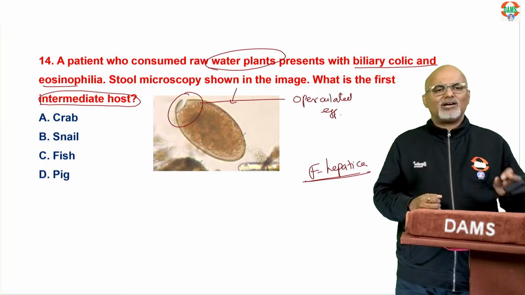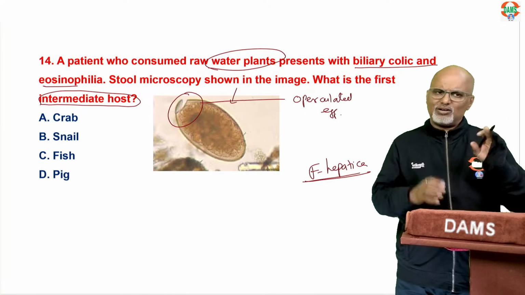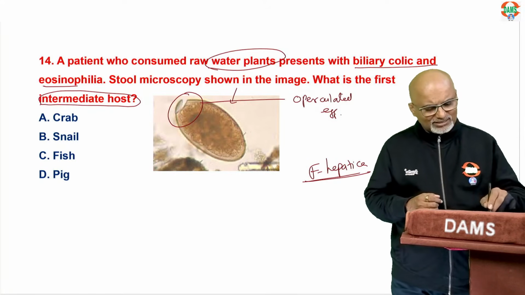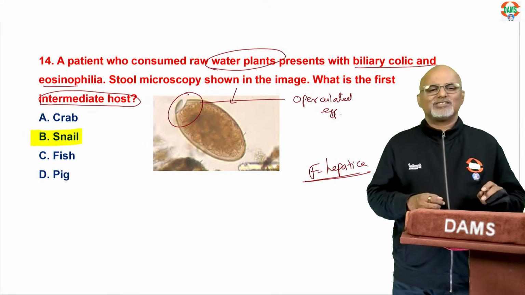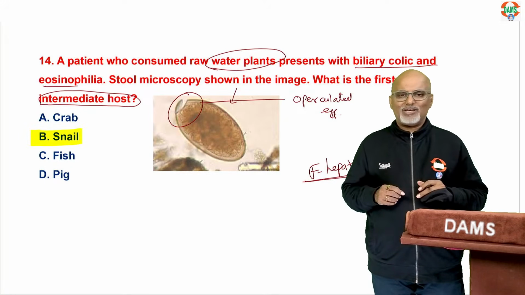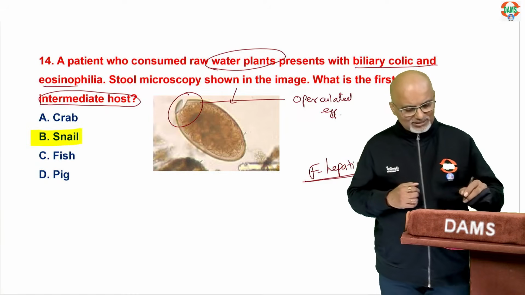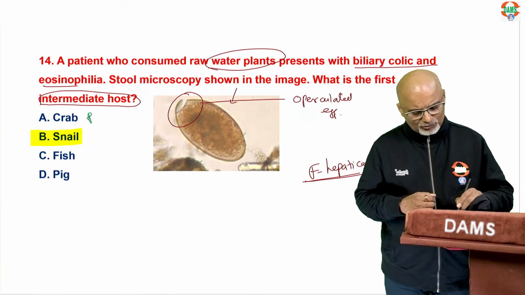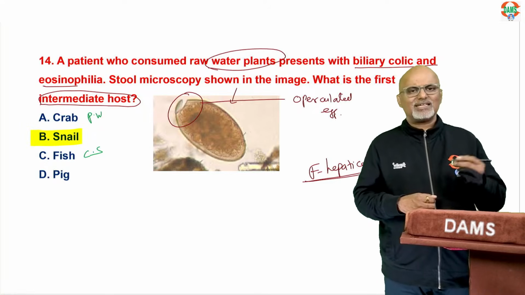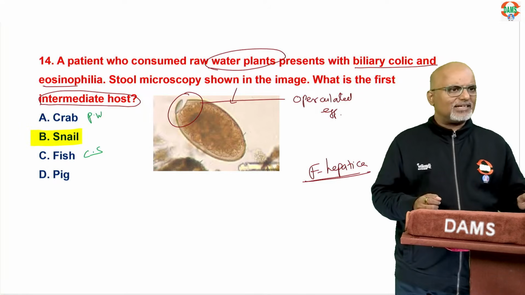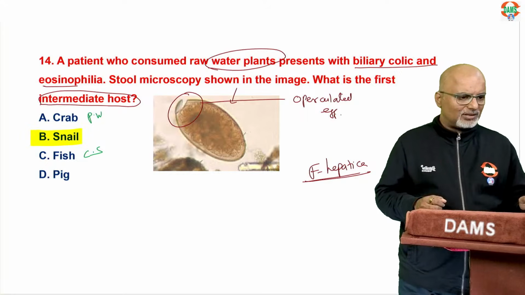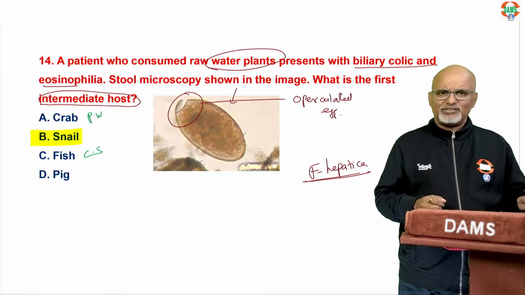Don't worry. All trematodes, including Schistosoma, first intermediate host is snail. Schistosoma has only one intermediate host, whatever it may be. Okay, all of them, snail. And crab is for Paragonimus westermani, second intermediate host. Fish is Clonorchis sinensis, second intermediate host. Got it, my dears? You can get the answer like this.